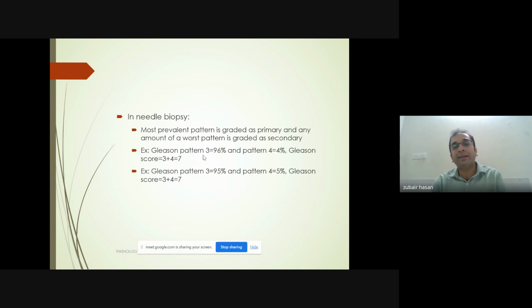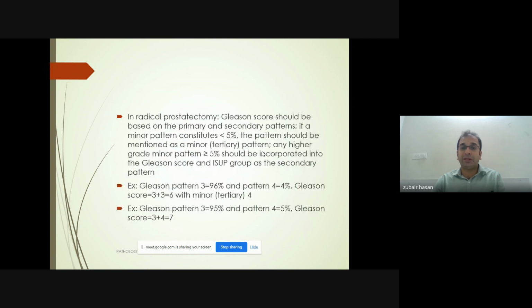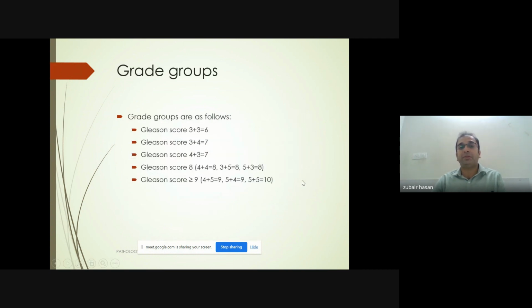So you're upgrading it, and in this case the score is 3 plus 4 is equal to 7. You're taking any amount of worst pattern as the secondary pattern for a needle biopsy. For a radical prostatectomy, that was not the case. It had to be more than 5%, as I told you, for it to be accounted for as the secondary pattern. So these are the Gleason groups.